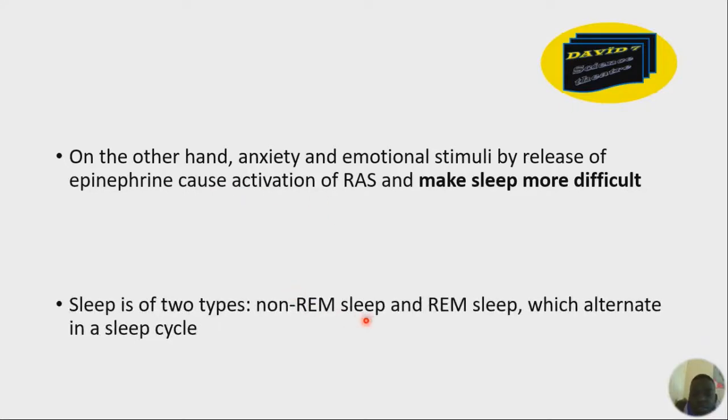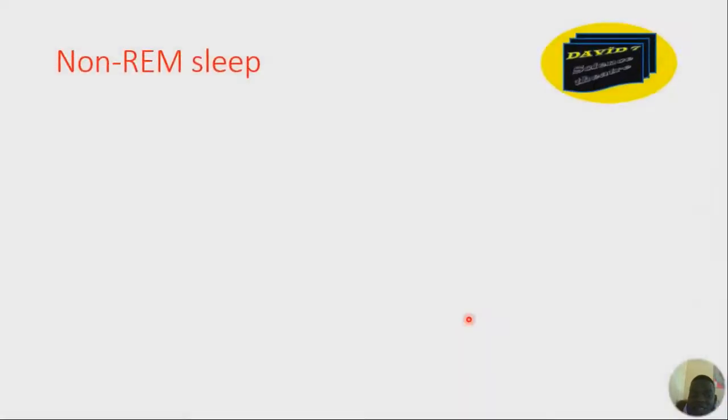Sleep is of two types. We have non-REM, where REM means rapid eye movement, and rapid eye movement sleep, which alternate in a sleep cycle. Okay, let's talk about non-REM. It has four stages. Why is it called REM? We shall see later.